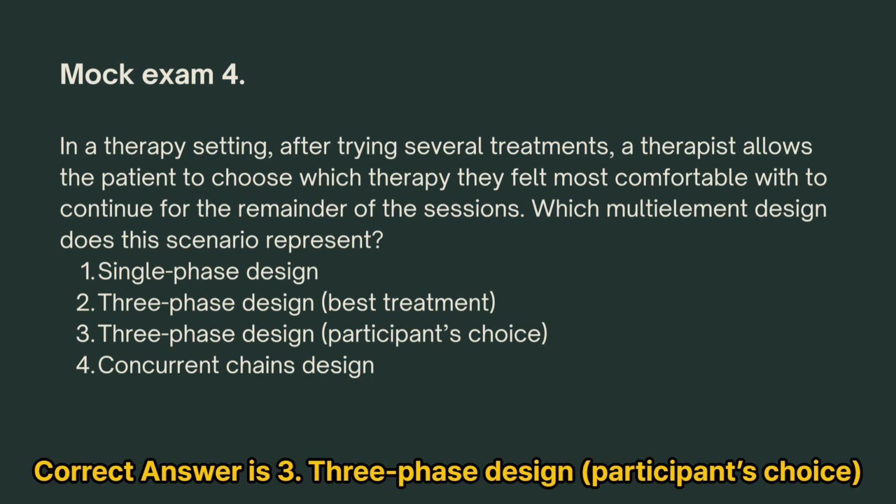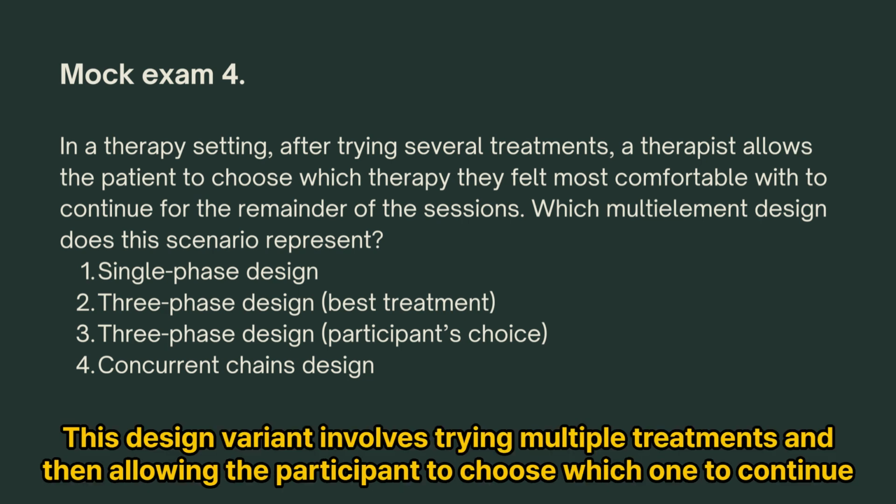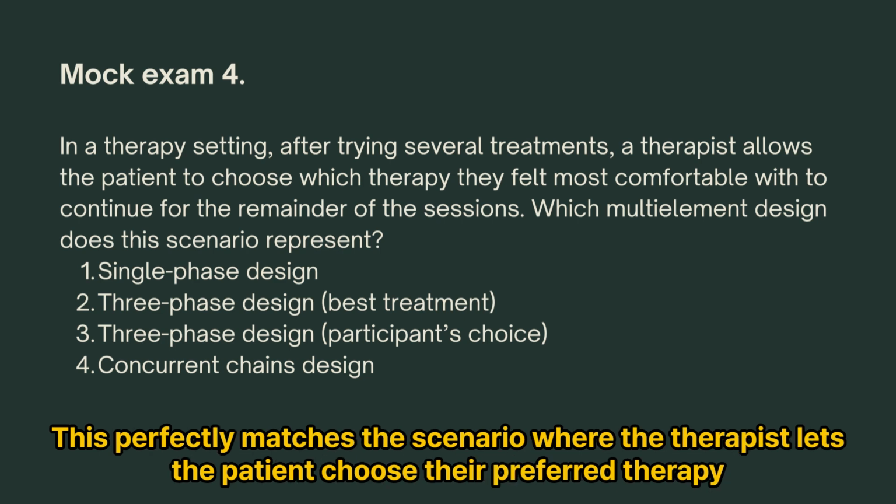Correct answer is 3. Three-phase design participant's choice. This design variant involves trying multiple treatments and then allowing the participant to choose which one to continue. This perfectly matches the scenario where the therapist lets the patient choose their preferred therapy.